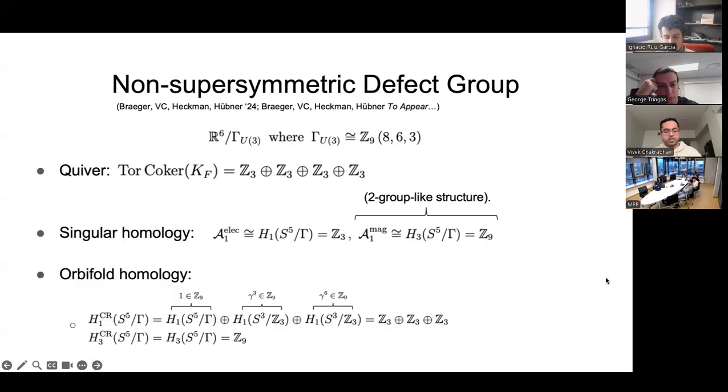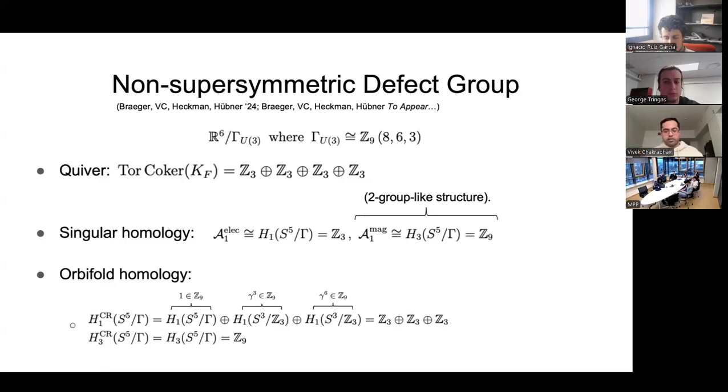So once again, to specify the orbifold homology groups, I need to tell you something about all the group elements that generate some sort of fixed points on the boundary space. The identity element is, again, generating the full S5 boundary, but there are 2 additional elements, gamma 3 and gamma 6, that generate an S3 within the S5. And we see that by taking these extra contributions into account, we regain the 2 Z3 factors that singular homology seemed to be missing. And let me just state again that this Z9 is not a problem due to the presence of this two-group-like structure.